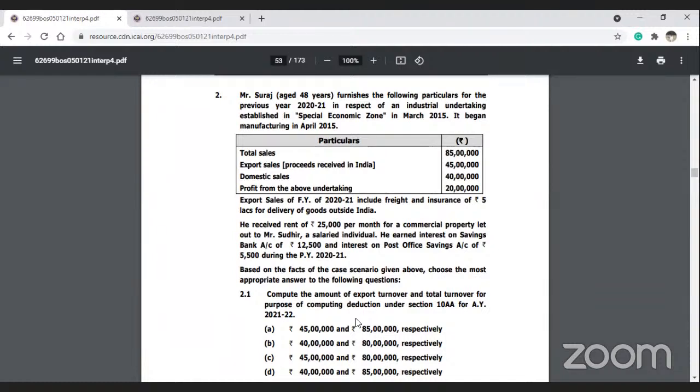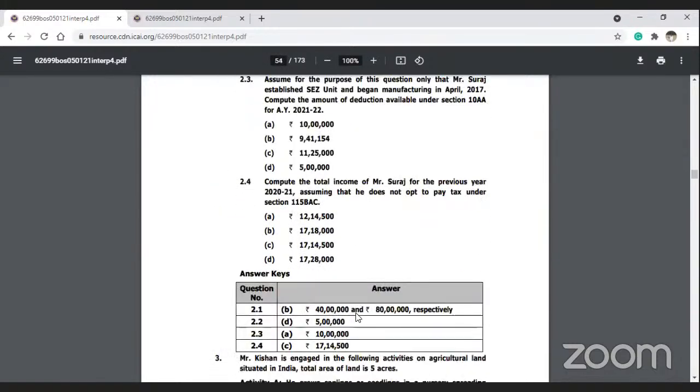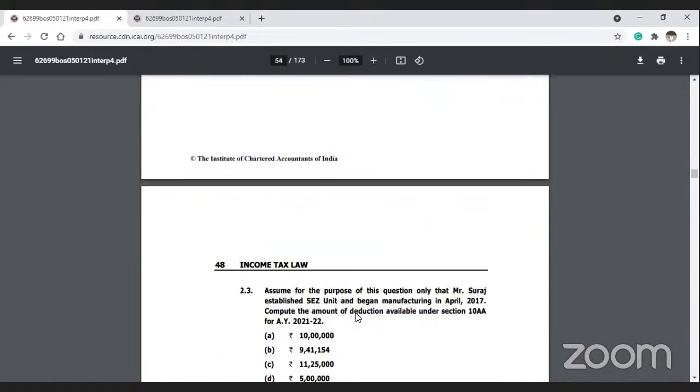They have said export sales include freight. Total sales is inclusive of export sales. So we'll deduct 5 lakhs from both of them. So that will be 40 and 80 lakhs respectively. Option number B. Everyone fine? Yes, correct.